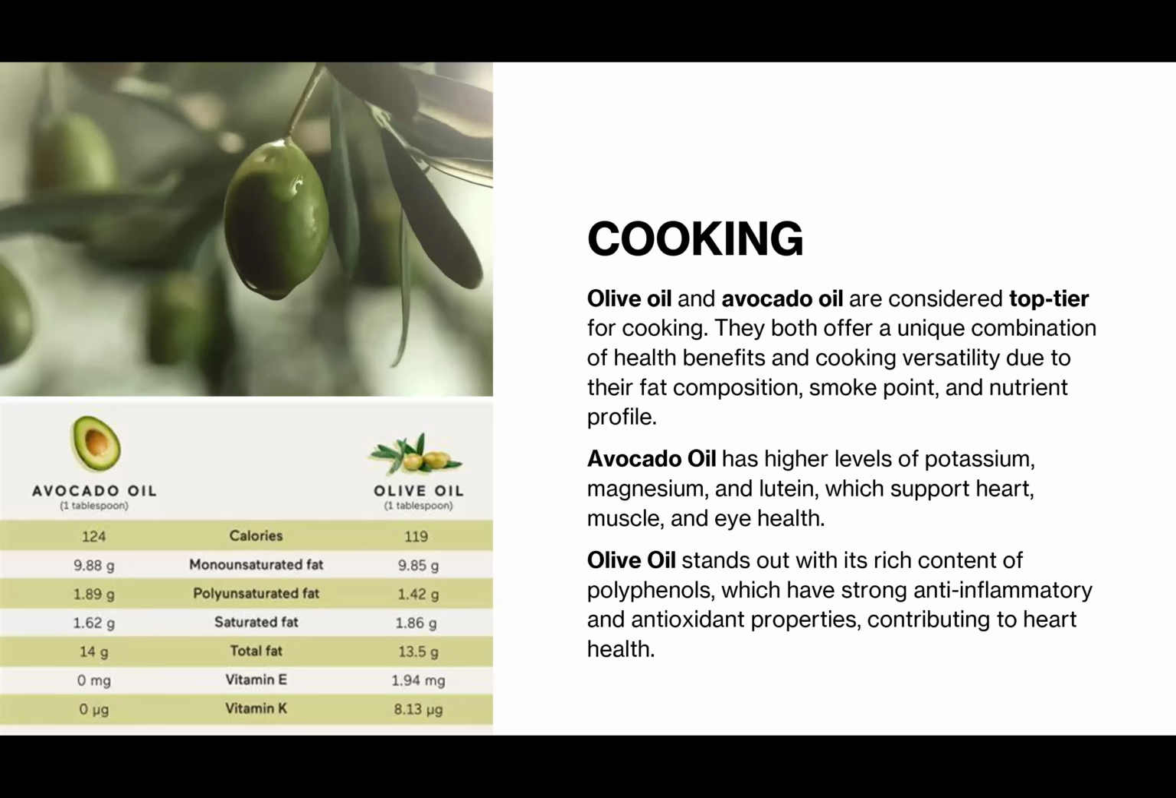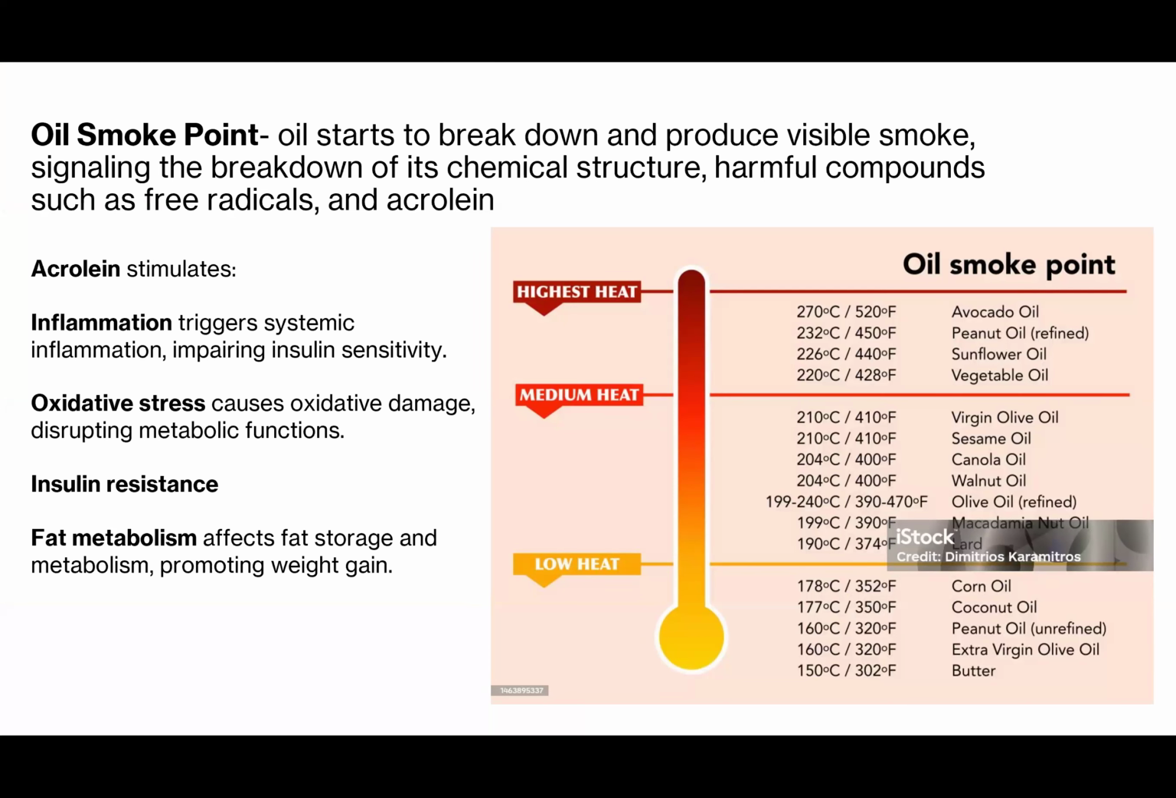Another very important point for cooking is the oil smoke point. The smoke point is when oil starts to break down and produce visible smoke. So when you're cooking, whether it's gas or electric, or you put it in the oven, it's very important to make sure the oil is thermoresistant, so it's not breaking down and doesn't produce any smoke.